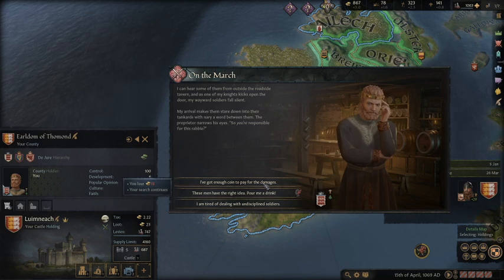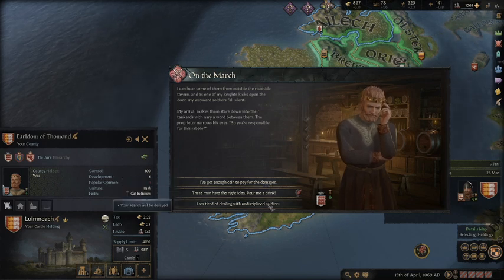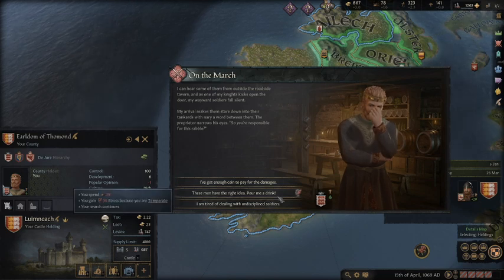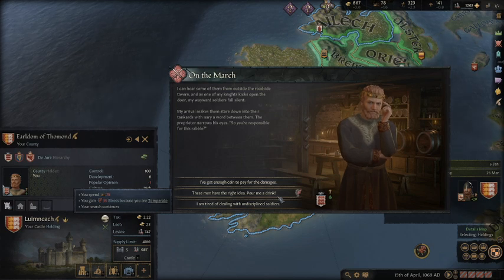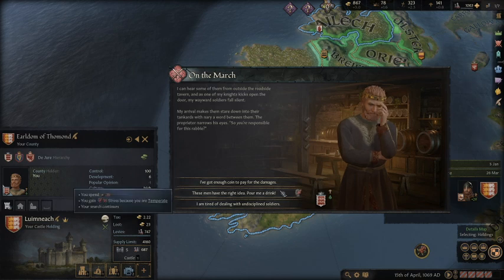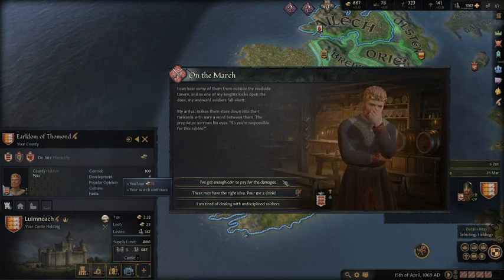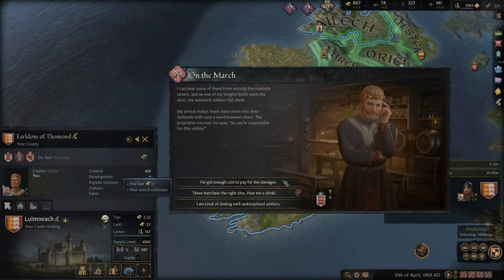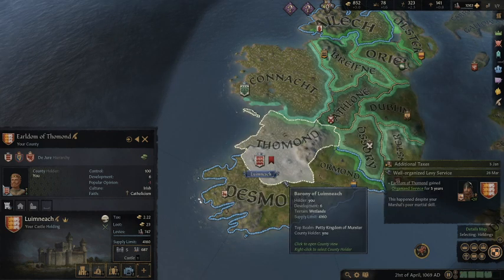Okay, the options are: I've got enough coin to pay for the damages; I am tired of dealing with undisciplined soldiers; or these men have the right idea, pour me a drink. I'm temperate, so that's not a good option, plus it costs prestige. So I'll just pay the 15 gold.